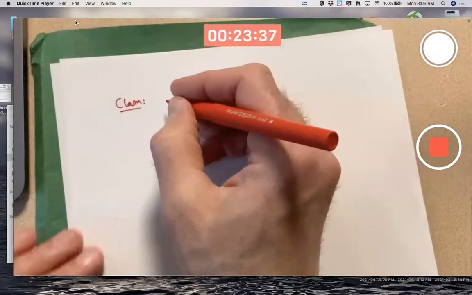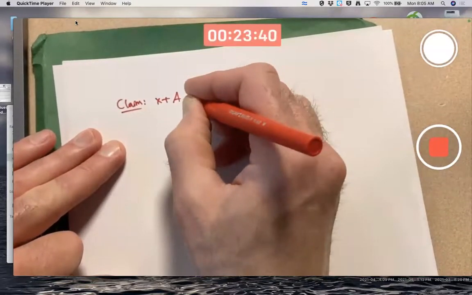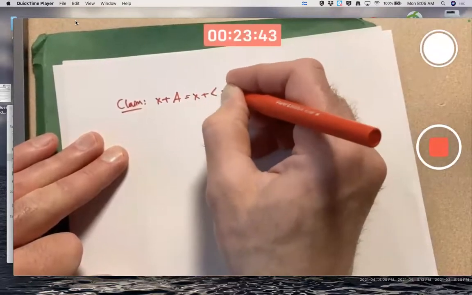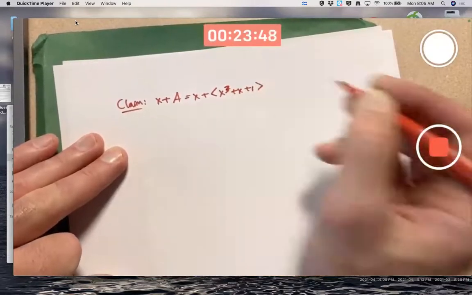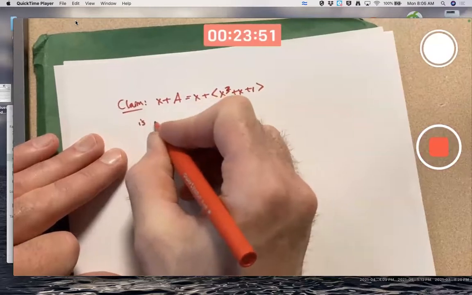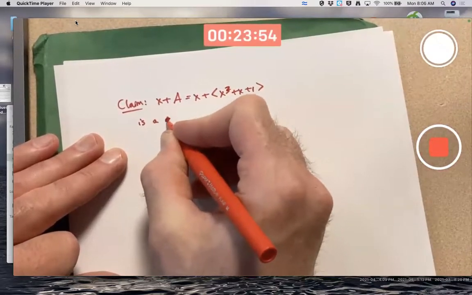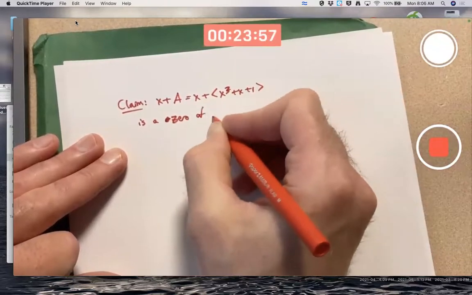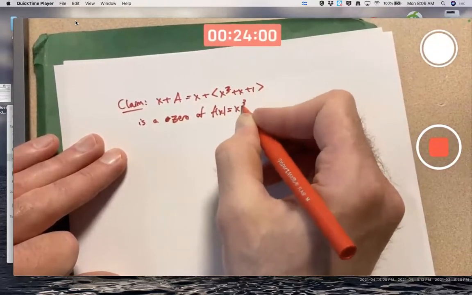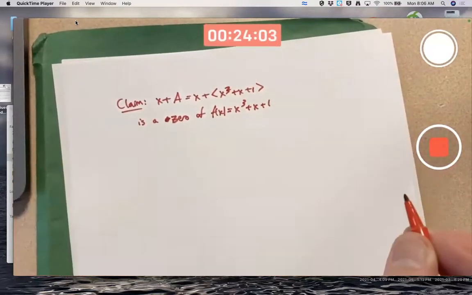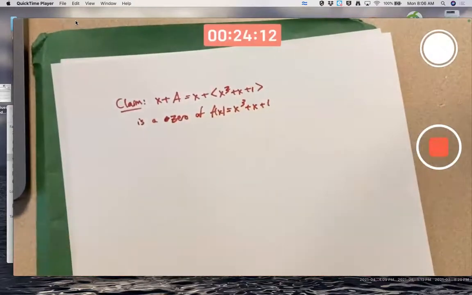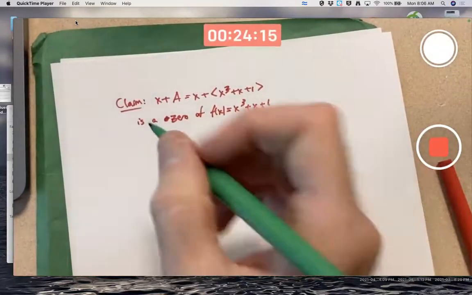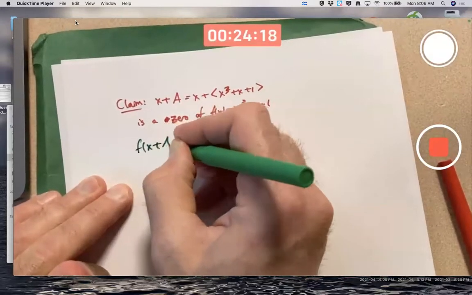Is that x plus a, which again is x plus the principal ideal generated by x cubed plus x plus 1, a root or a zero of the polynomial f of x equals x cubed plus x plus 1? So what does that mean? It means when I plug it into that polynomial, I should get 0. I've got to plug x plus a into the polynomial.